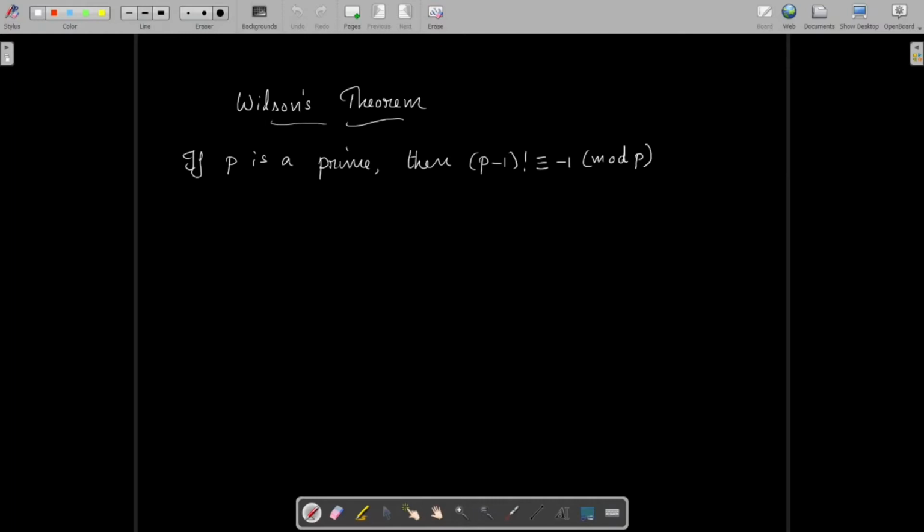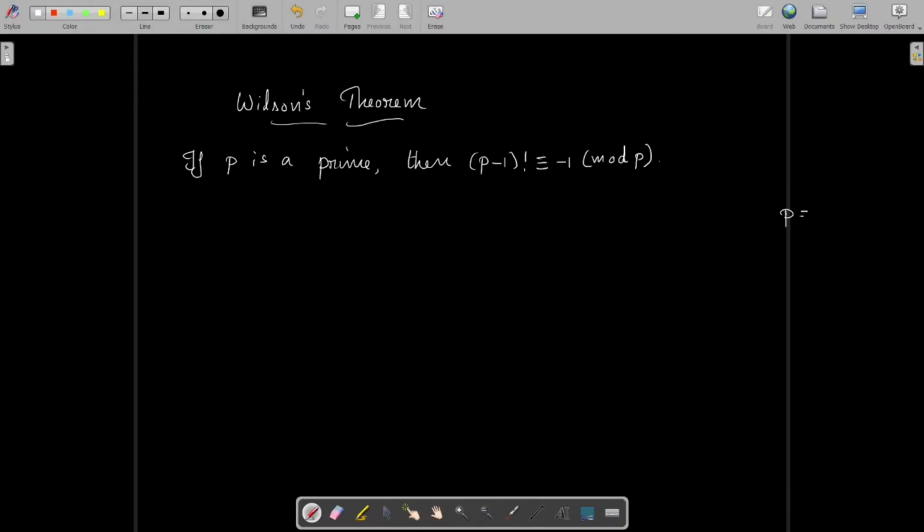Today we will study Wilson's theorem. The theorem says that if p is a prime, then (p minus 1) factorial is congruent to minus 1 mod p. To have an idea about the outline of the proof, let us have an example.